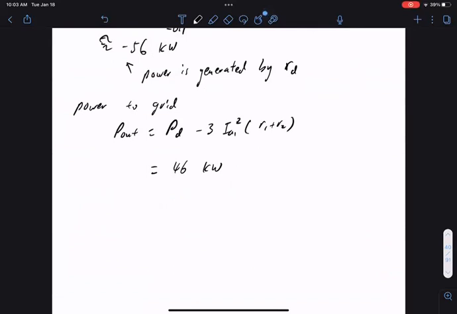Then the last thing is power factor. We know Q and we know P. So the power factor is the cosine of the angle of Q over P.